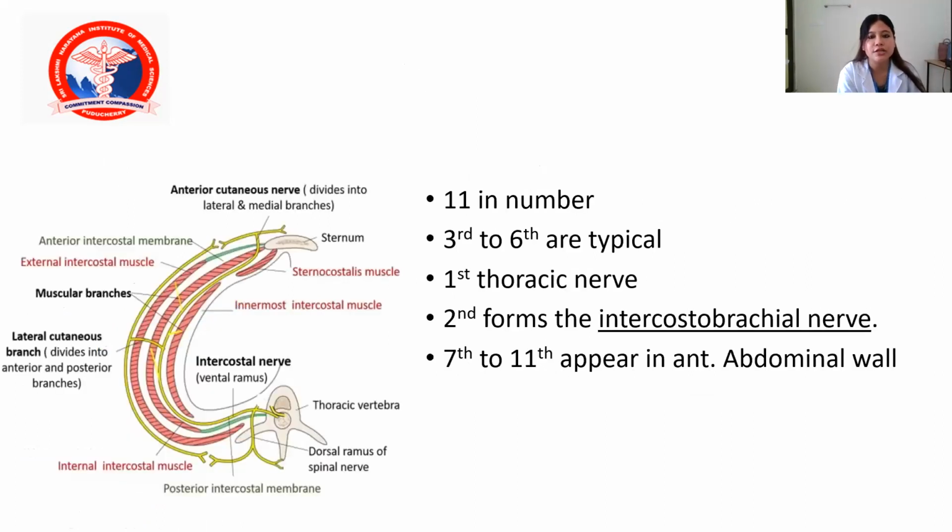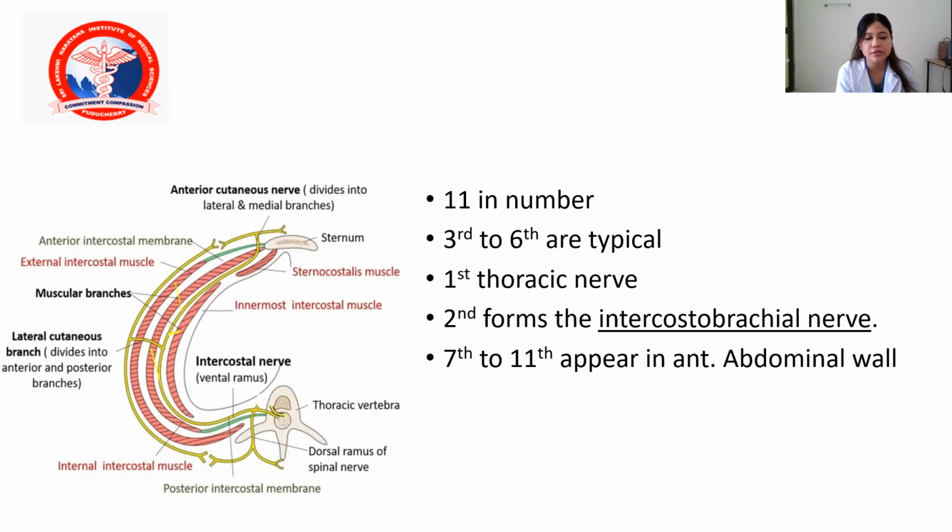Now about the intercostal nerve. Intercostal nerves are also 11 in number. The 3rd to 6th are the typical intercostal nerves. Why? Because these are confined to their corresponding intercostal spaces.